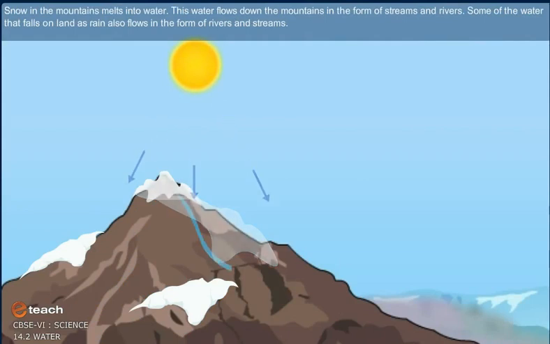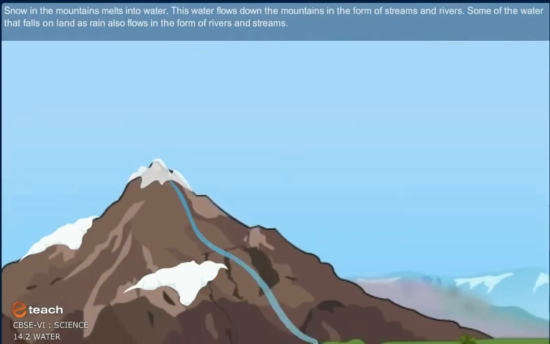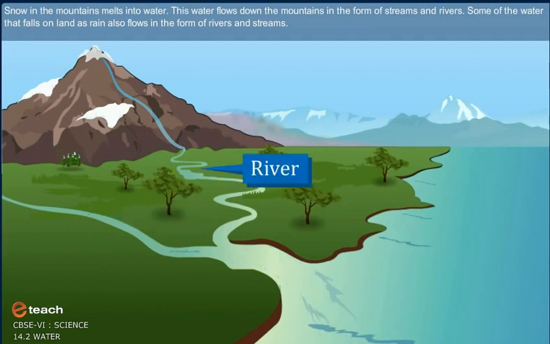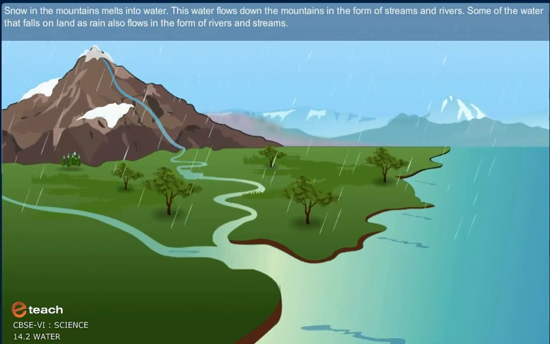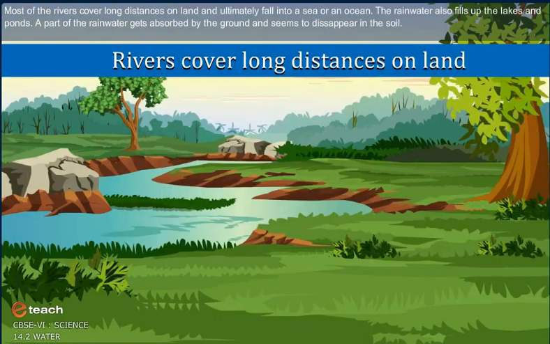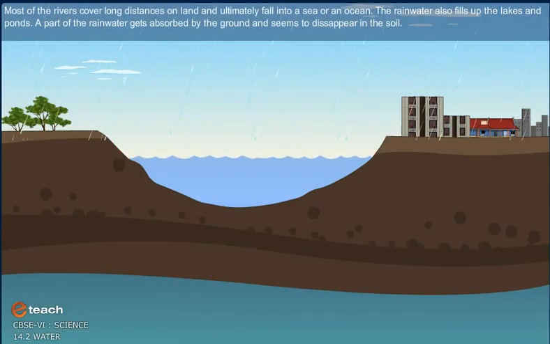Snow in the mountains melts into water. This water flows down the mountains in the form of streams and rivers. Some of the water that falls on land as rain also flows in the form of rivers and streams. Most of the rivers cover long distances on land and ultimately fall into a sea or an ocean. The rainwater also fills up the lakes and ponds.